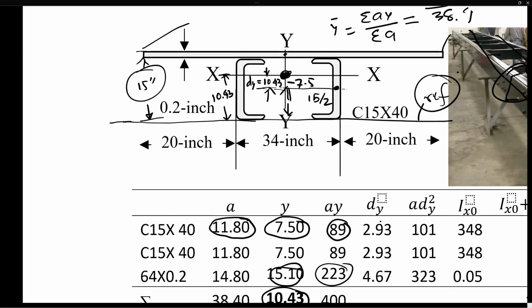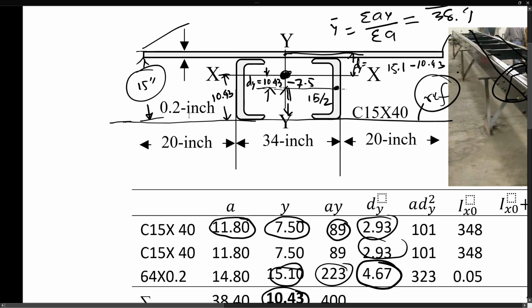So then we find that it is 2.93, and then we have to find the distance from the centroid of the flat sheet, the middle of that, to the overall centroid. So this is the dy for the flat sheet. That one we can simply do 15.1 minus 10.43. So that will give us 4.67.